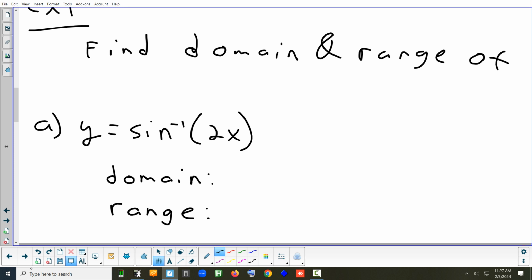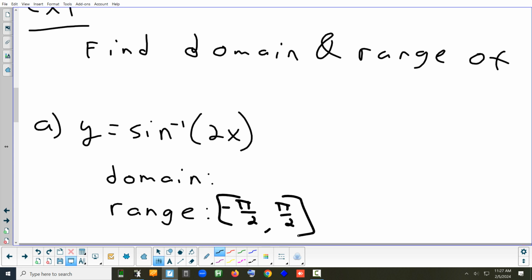So what is the range of the inverse sine? And remember, if you can't remember the range of the inverse, think of the domain of the original. Including or not including it? Yes, including it. So the range is unaffected.